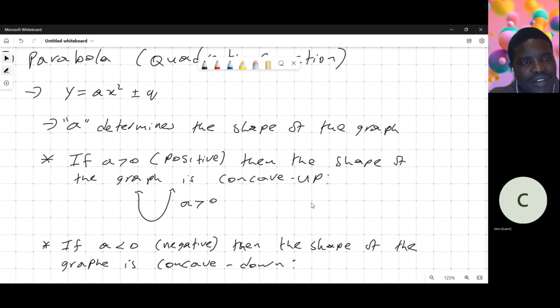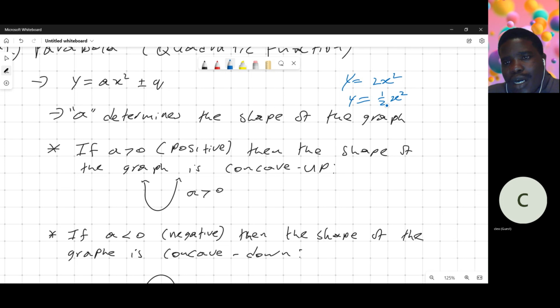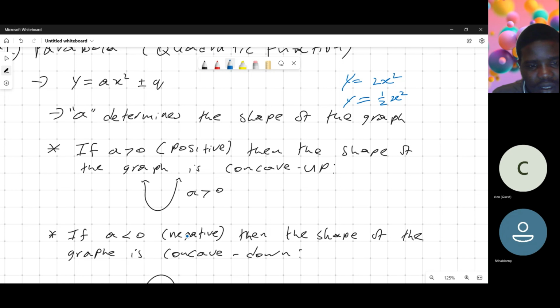So when you compare the two graphs, I write down the equation of y equals 2x squared and y equals 1 over 2x squared. What we see in these two functions is that the first graph is narrower compared to the second graph. Both graphs are smiling faces. Both graphs have the y-intercept of 0. So what is different between the two graphs is that the first graph is narrower compared to the second one. The second one is broader.